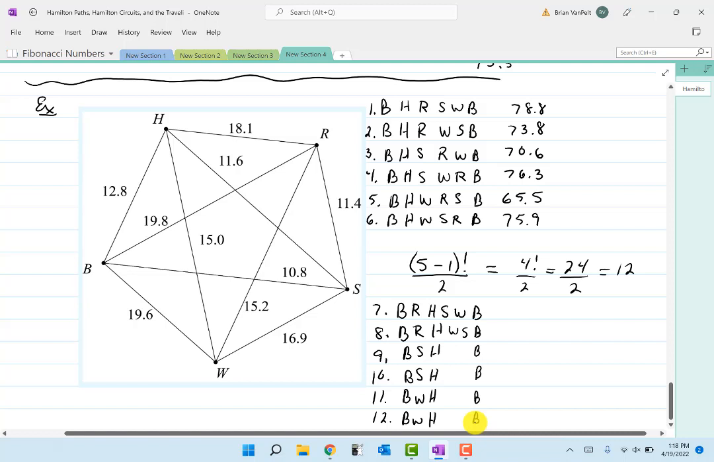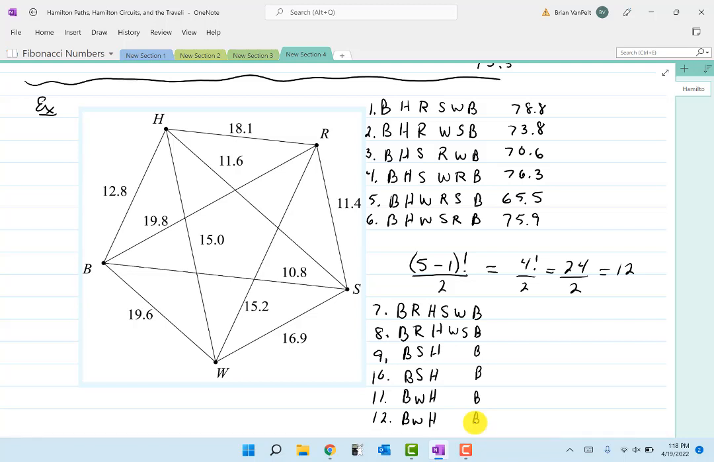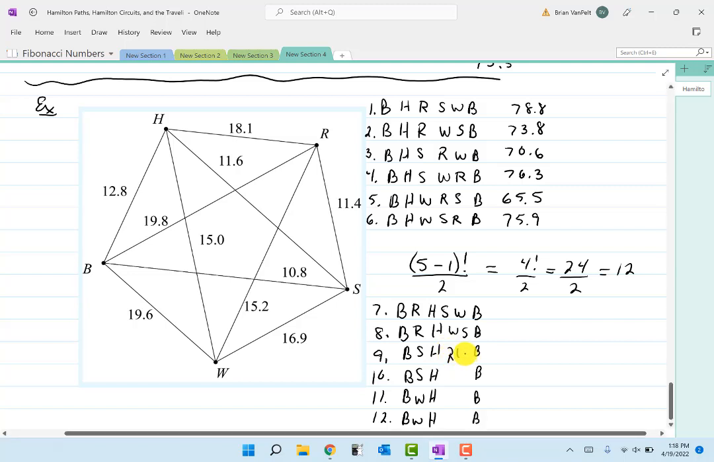So if I've used B, S, and H, that leaves R and W. So I can do RW, but then I do WR. Now if I have B, W, H, then that leaves S and R. So I'll do RS, SR. And this gives me the other 6.